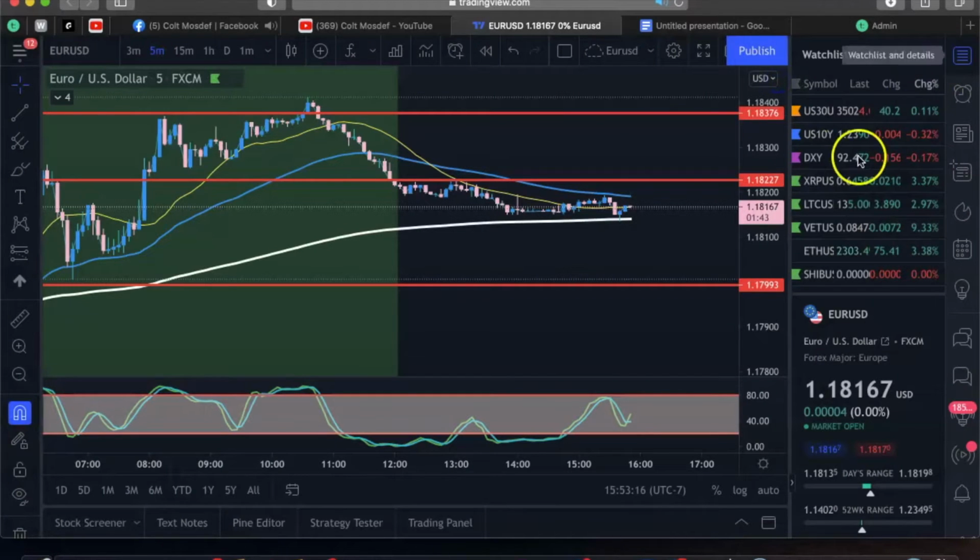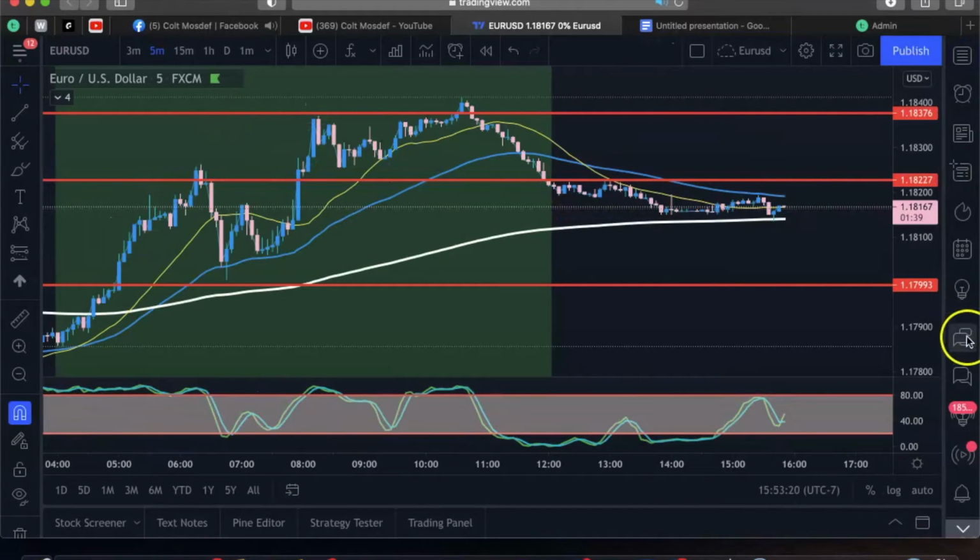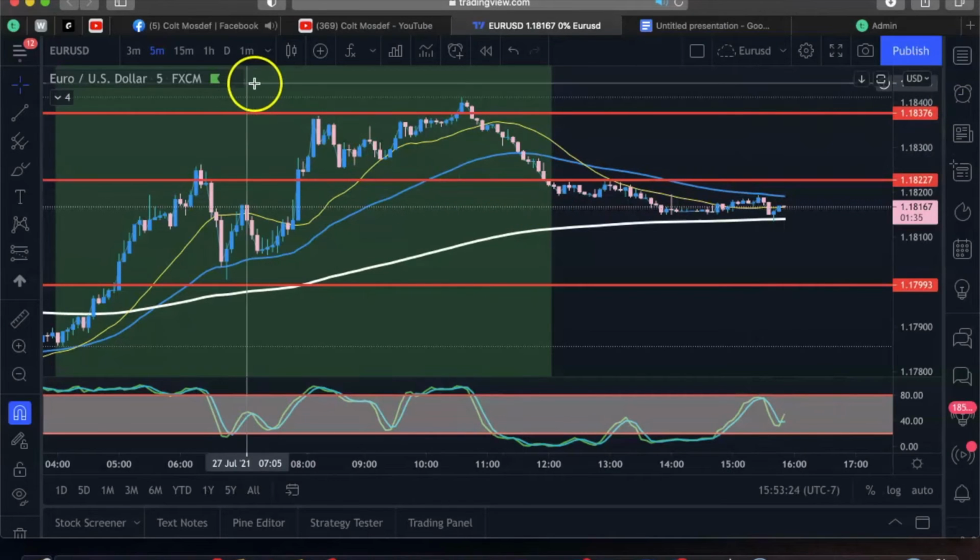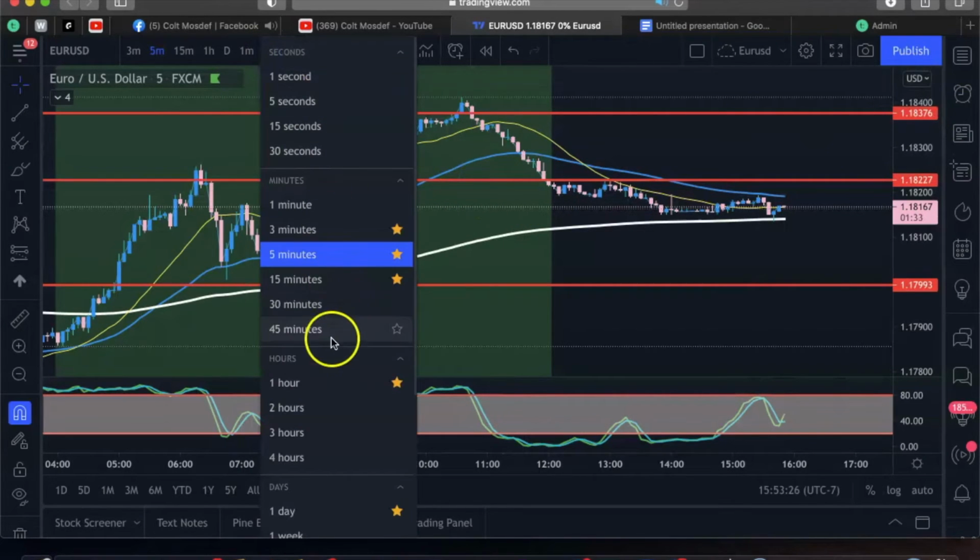And every time you want to go to a certain currency pair, you just click it and it will go to it. Not much else right here that you guys have to worry about at this point in time. Right here, this is very important. We have our time frames. So if there's specific time frames that you like, you can star them and they will automatically stay right here.